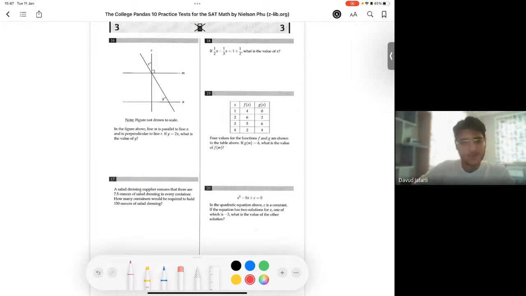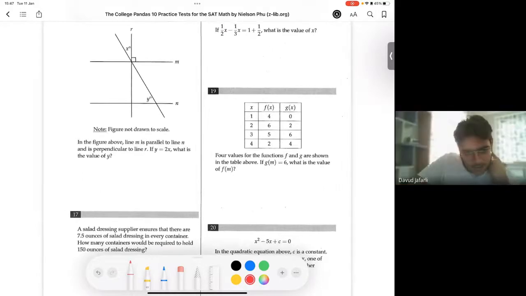How is it called? I forgot the topic, but I know it. It's the angle question. If the figure above line M is parallel to line N and is perpendicular to line R, if Y equals 2x, what is the value of Y?